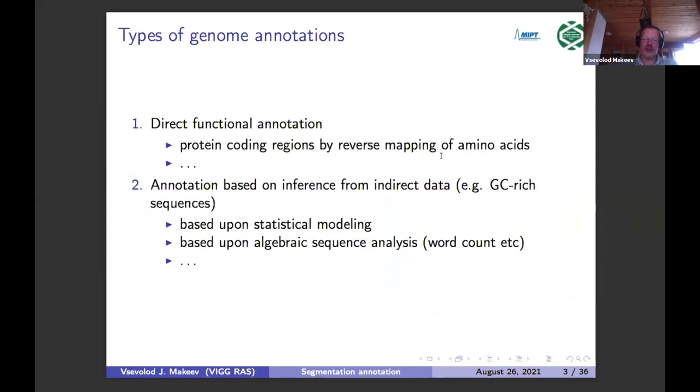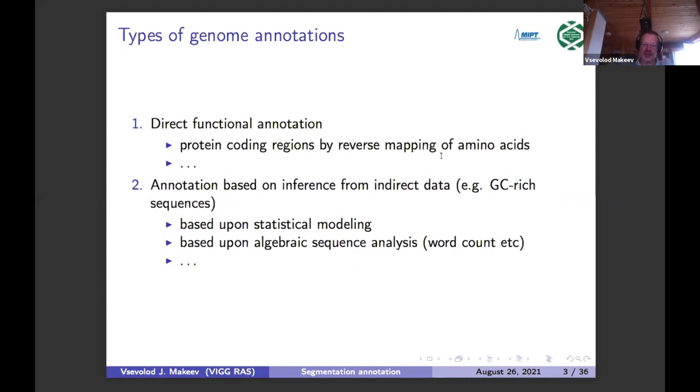Also, from the functional point of view, if you are annotating a genome, you can use a direct functional annotation. The simplest example is protein coding regions. You can do a reverse mapping of amino acids. Now you can map a transcriptome to a genome. So you are using direct experimental information on particular segments of DNA, how they are involved in the production of RNA, for instance, if you map a transcriptome.